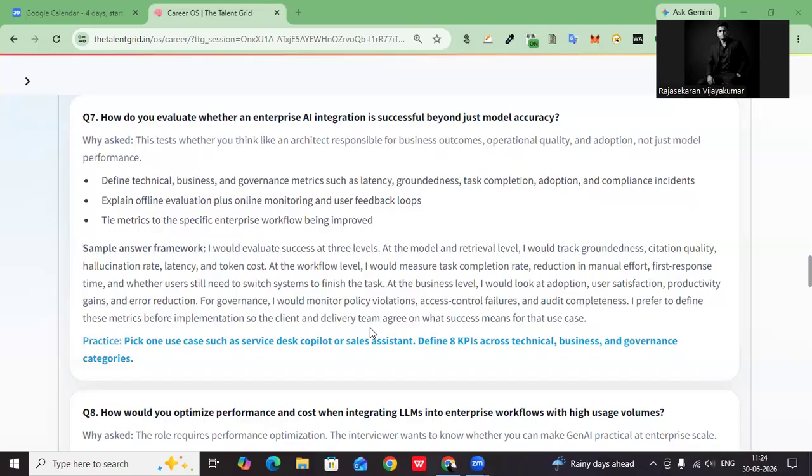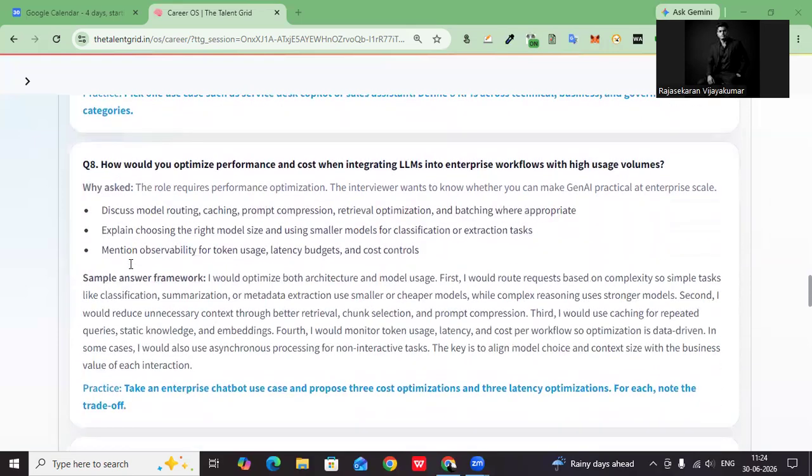Devanshu. Okay, let's come to the next question. The next question is, how would you optimize performance and cost when integrating LLMs into enterprise workflows with high usage volumes?